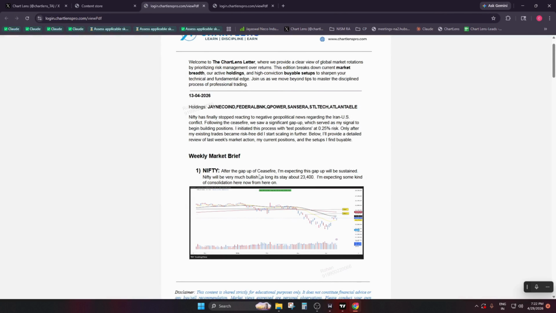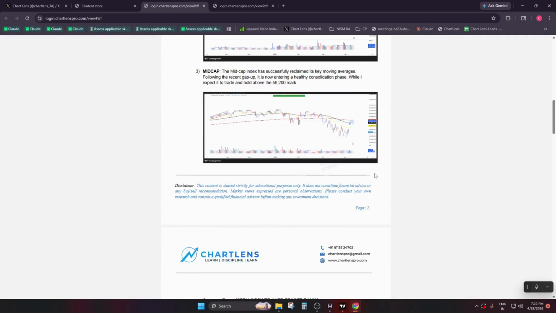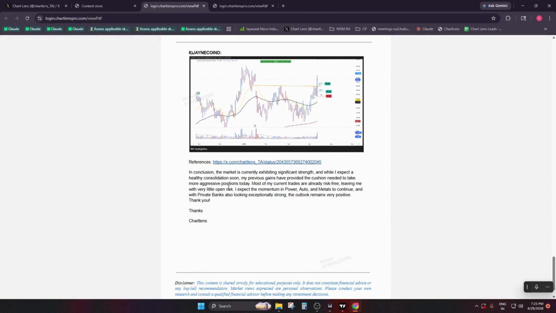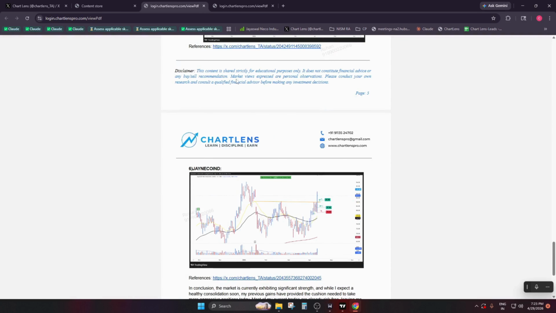And on the 13th I also posted that the market is very strong. I have very few positions, and it's working out so far. Currently significant strength, and while I expect healthy consolidation soon, my previous gains have provided the cushion needed to take more aggressive positions. This is what I stated. I expect the momentum in power, auto and metals to continue, and private banks also look exceptionally strong. The outlook remains very positive. This was what I told on the 13th of April. Now it's the 29th. Just look at the move power stocks and metal stocks have given.